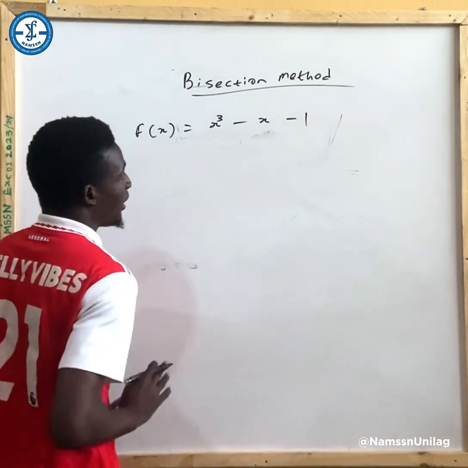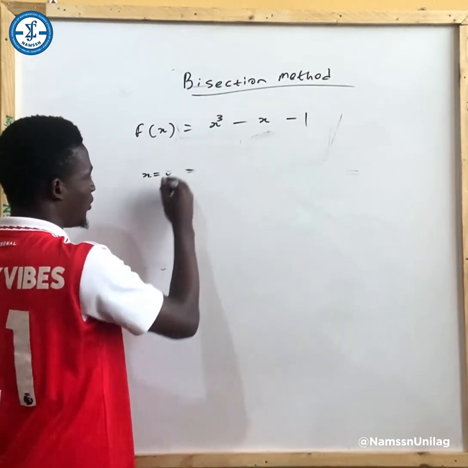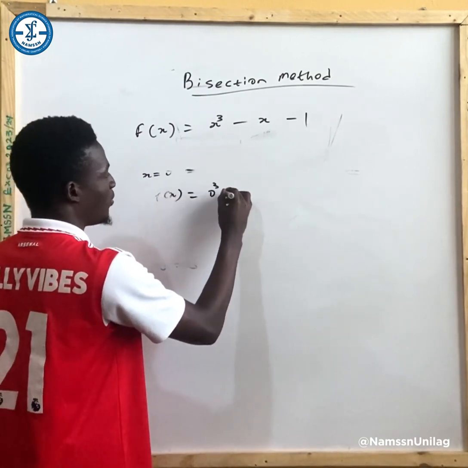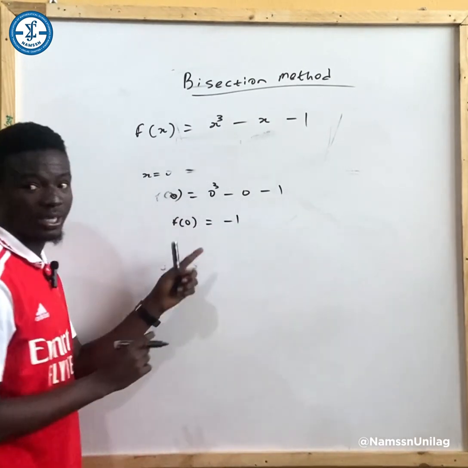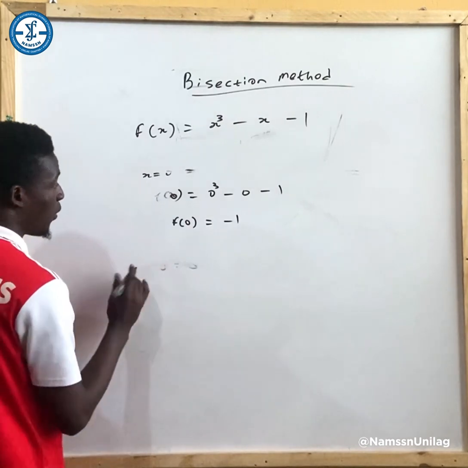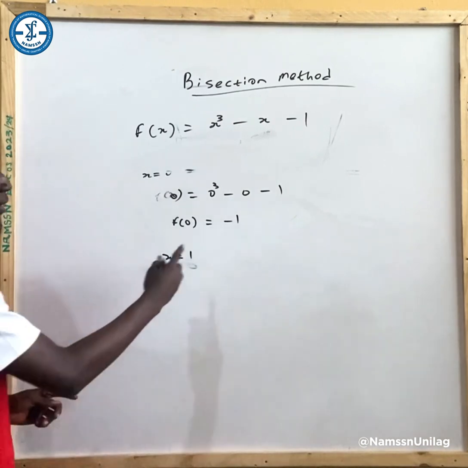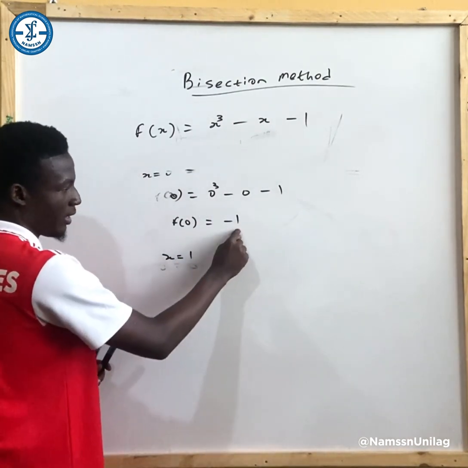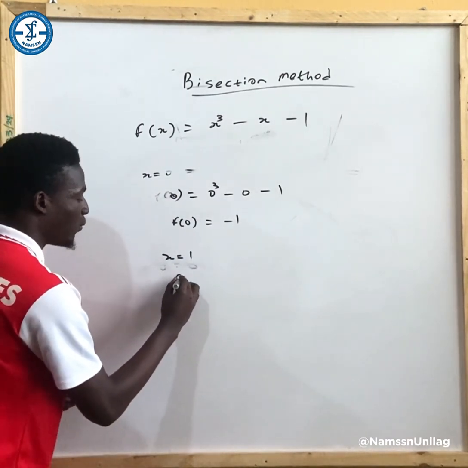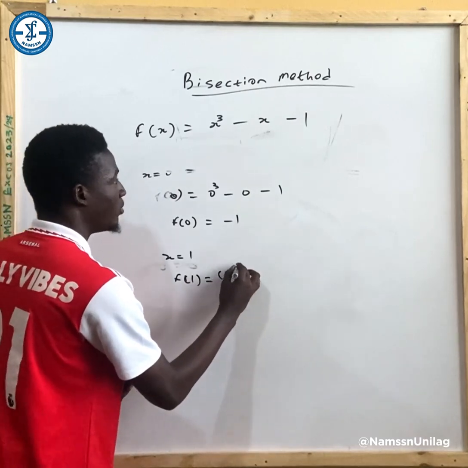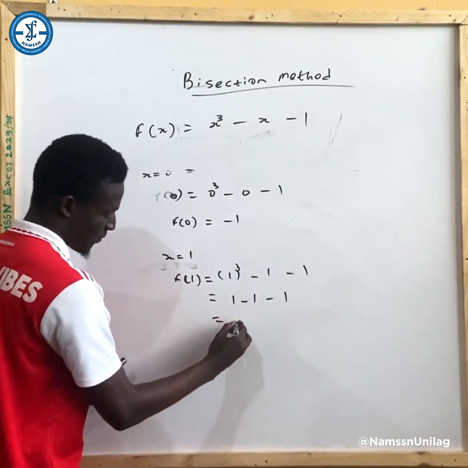So you test for when x is equal to 0. f of x becomes 0 cubed minus 0 minus 1, so f of 0 is negative. Now, you test again for x equals 1. The aim of my testing is to find two different signs. If here is negative, then the other must be positive, so I can have an interval there. Now, f of 1 is 1 cubed minus 1 minus 1, that's 1 minus 1 minus 1, so I still have negative.